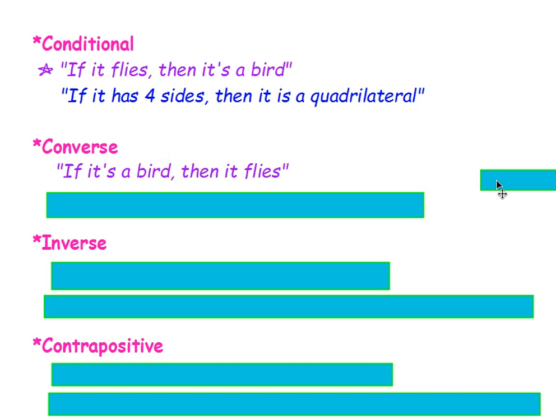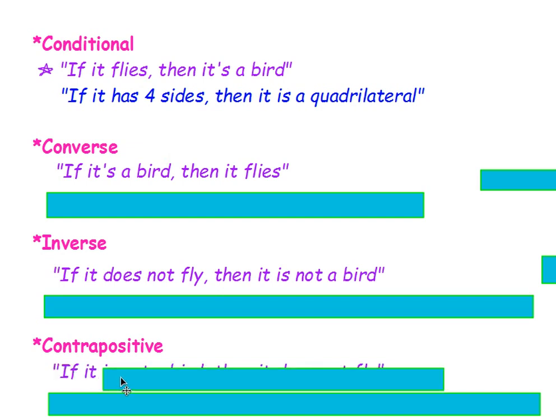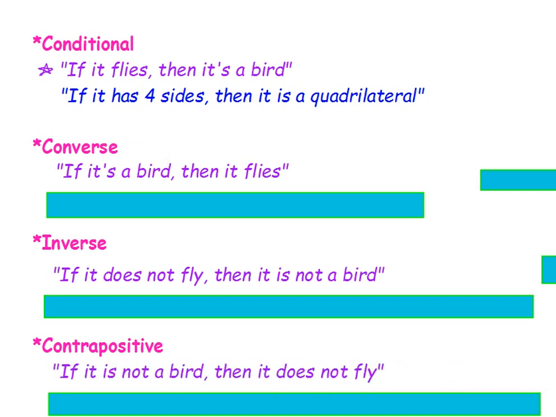All right, I want you to try to also write the inverse of that statement. So we're still looking at this one. If it flies, then it's a bird. Now the inverse doesn't switch anything, it just negates everything. So this would become, if it does not fly, then it is not a bird. All right, go ahead and practice writing your contrapositive here. So the contrapositive is going to basically combine your converse and your inverse. So this one would become, if it is not a bird, then it does not fly.